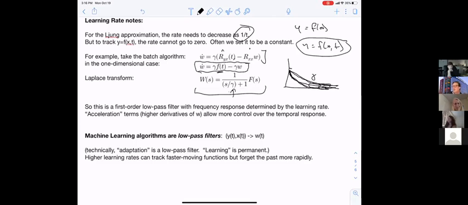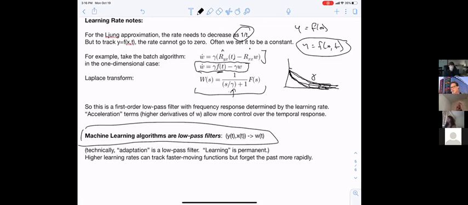And again, I'll come back to this theme over time. Machine learning algorithms are low pass filters, right? All learning is low pass filters. The whole point is you take lots of experience from the past and you use it to make a prediction for the future. That lots of experience means that you're looking at a lot of data. How much data you look at is going to depend on how far into the past you look.